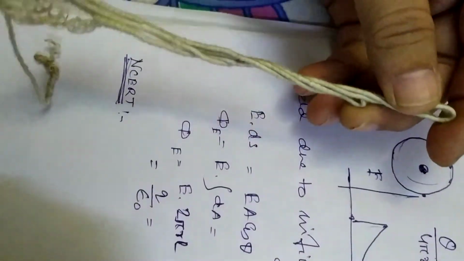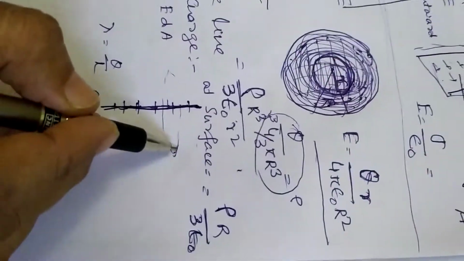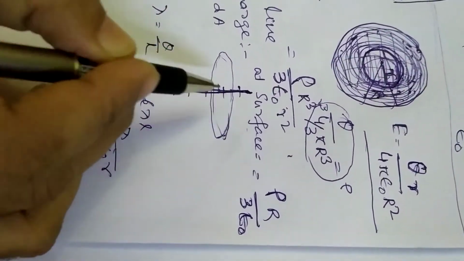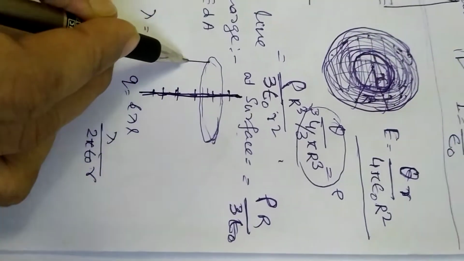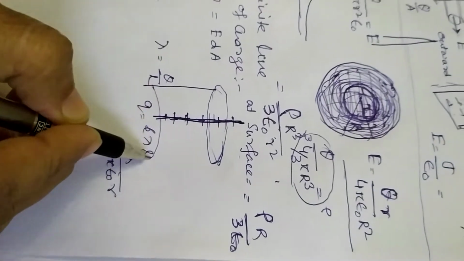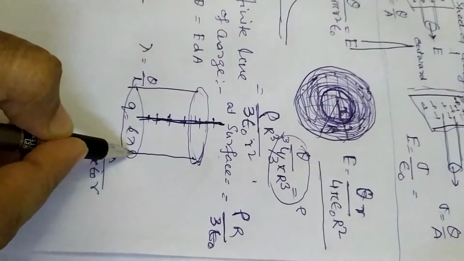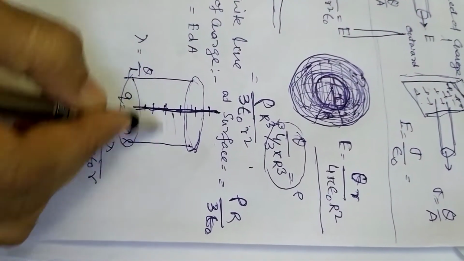Okay, so what will be the intensity? That intensity we can find out. We'll be taking a Gaussian surface. This is the first time we are taking a Gaussian surface like this. So we'll be drawing a Gaussian surface in this way, and we'll find the influence of this field here.